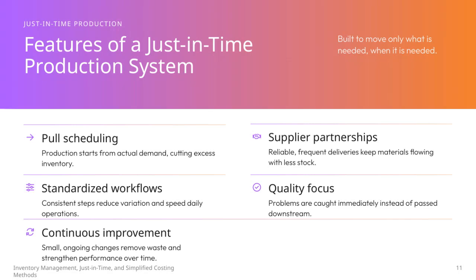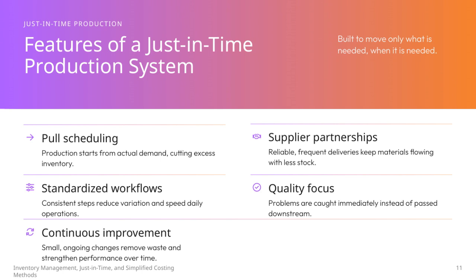Just-in-time production is all about efficiency and responsiveness. The key idea is to move only what is needed, exactly when it's needed. This is called pull scheduling, where production begins based on actual demand rather than forecasts, which helps eliminate excess inventory. Building strong supplier partnerships is crucial here because reliable and frequent deliveries keep materials flowing smoothly with less stock on hand. Standardizing workflows is another important feature.